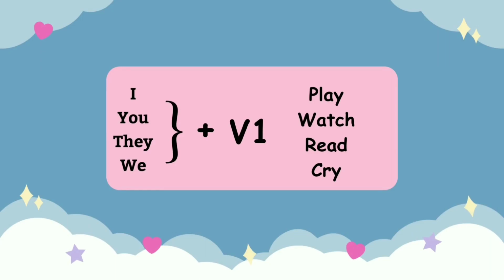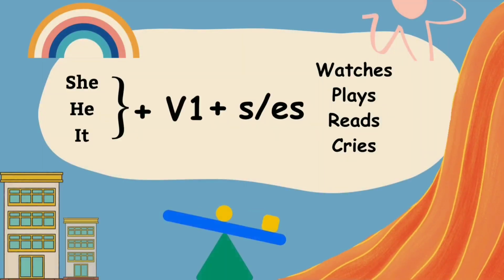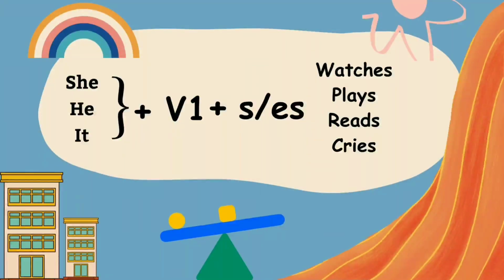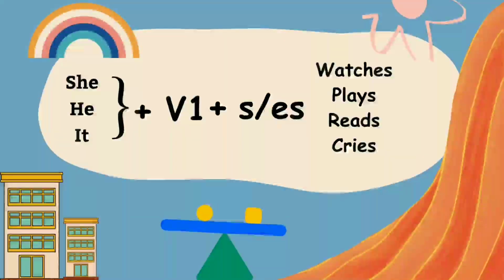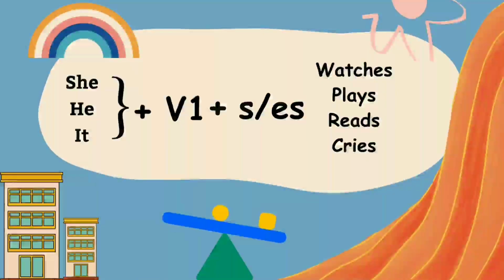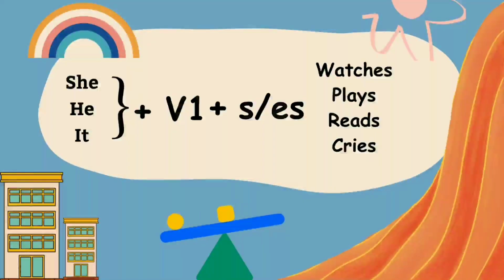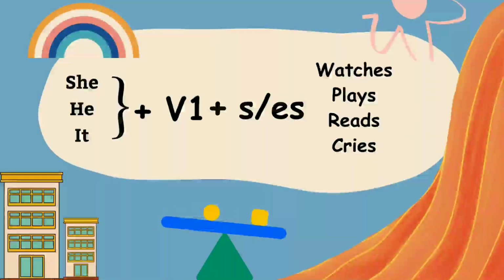So the question is, how do we compose sentences using simple present tense? For subjects I, you, they, we, use verb 1. I play, you watch, we cry. For subjects she, he, it, use verb 1 and add s or es. It plays, she watches, he reads, she cries.